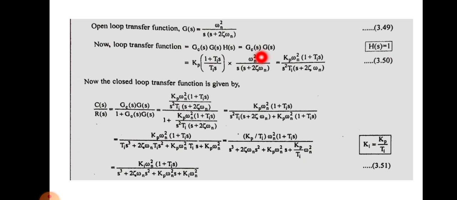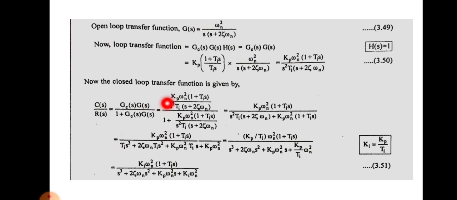Substituting the value of GC of S and G of S, we will get Kp into 1 plus TIS divided by TIS into, instead of G of S we can write omega n square divided by S into S plus 2 epsilon omega n. By multiplying the terms, we will get Kp omega n square into 1 plus TIS divided by S square Ti into S plus 2 epsilon omega n. Now we can write the closed loop transfer function as C of S divided by R of S, which is given by GC of S into G of S divided by 1 plus GC of S into G of S.